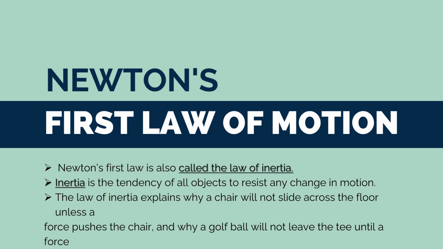There is another name for the first law, called the law of inertia. What is the meaning of inertia? It is the tendency of all objects to resist any change in motion. The law of inertia explains why the chair will not slide across the floor unless a force pushes the chair, and why the golf ball will not leave the tee until a force acts on it.